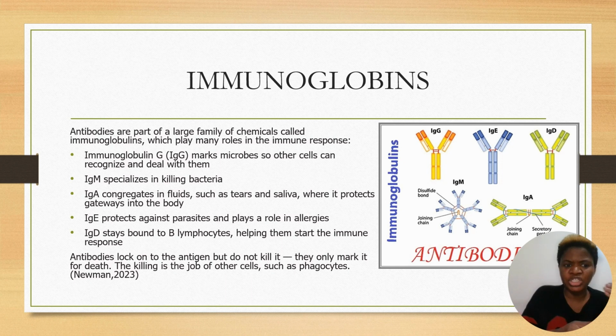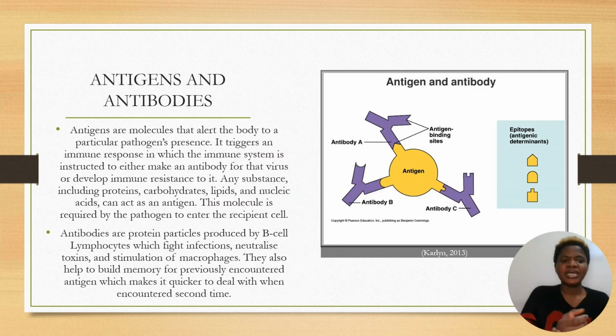IgE protects against parasites and plays a role in allergies. When a lot of IgE is there, you can begin to have things like hay fever. IgD binds to lymphocytes, helping them to start the immune response. Okay, now we're looking at antigens and antibodies. We've looked at immunity and how the immune system helps us to fight infections.